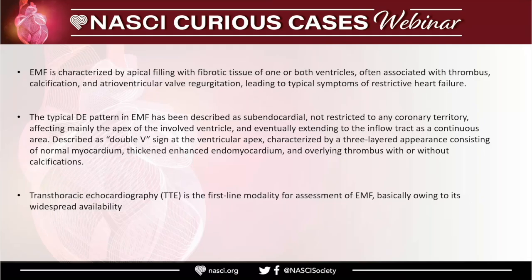And we see the typical symptoms of restrictive heart failure. As we already discussed, the enhancement pattern is classically described as the double V sign within the apex, where we see a three-layered appearance, which consists of normal myocardium, enhancing endomyocardium, and then the overlying thrombus, which can be with or without calcifications. If we have a CT, that helps us to confirm that it's a calcified thrombus, which is layering in the area of fibrosis.